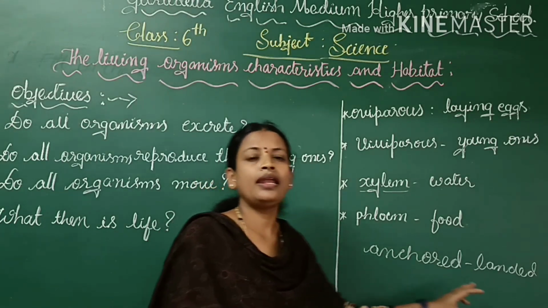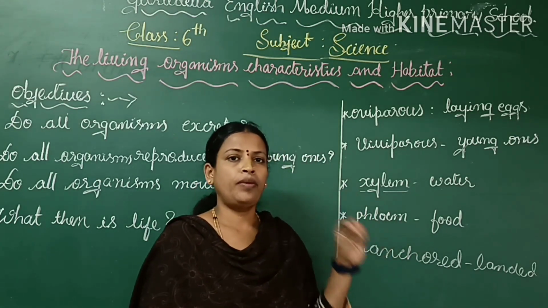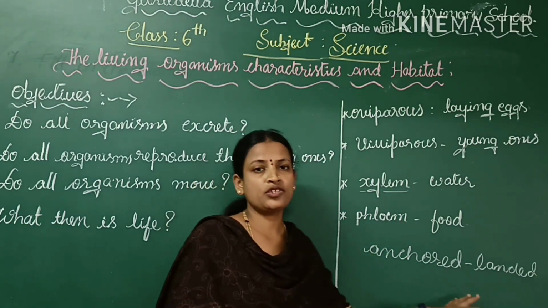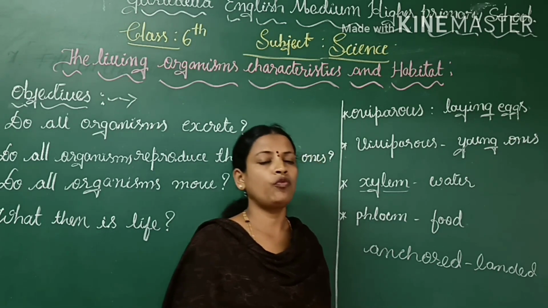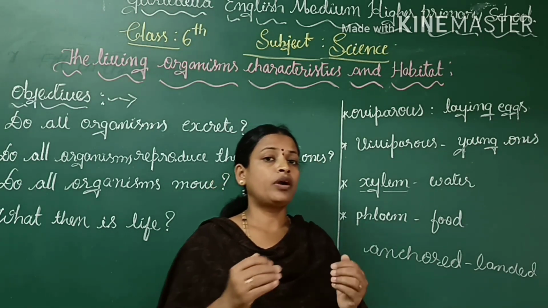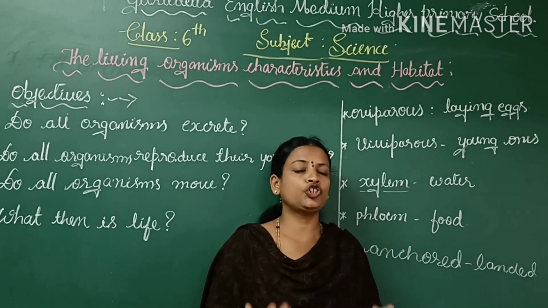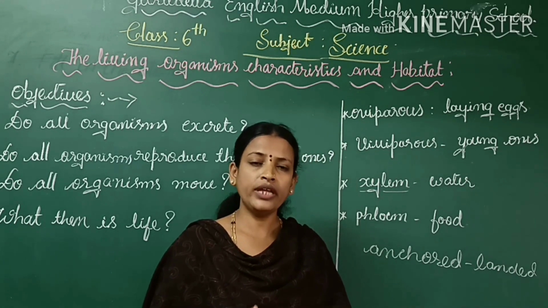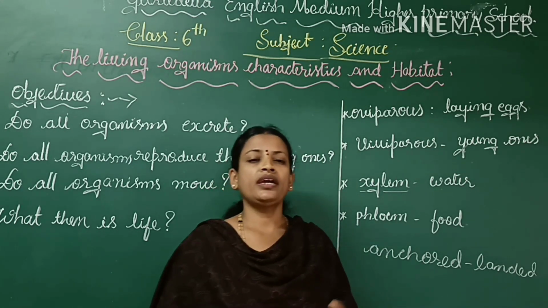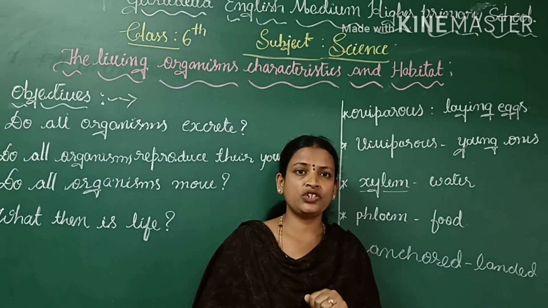Okay, anchored means landed. This means the plants are already landed in the soil so they can't move from one place to another place. But these plants can also show movement. How are they showing it? Yes. Okay, now there are three varieties. What is the first variety?